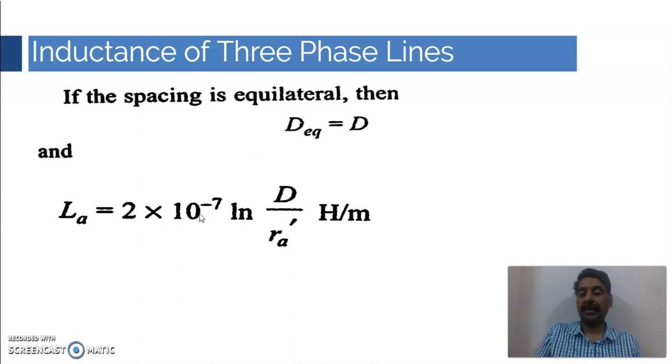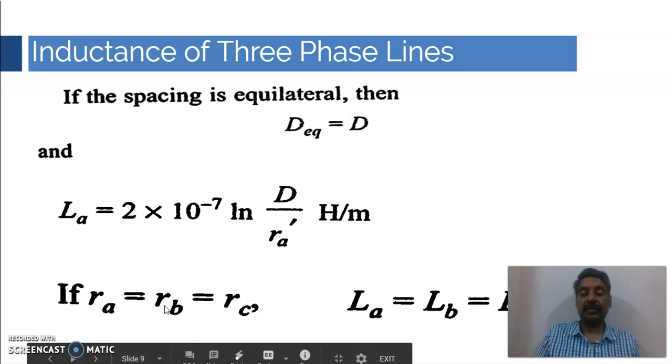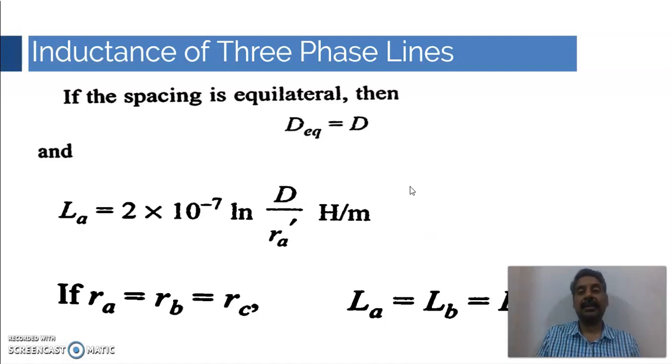Once again the entire equation will reduce to LA, which is 2 into 10 power minus 7 natural logarithm D by RA dash, Henry per meter. Again, if you consider the radius of the three conductors to be equal, then it will become LA equals to LB equals to LC. So this is how you can calculate the inductance of three-phase lines.